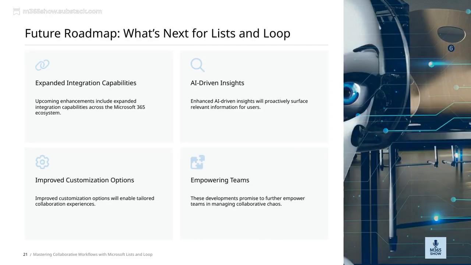Now, let's look ahead to the future roadmap for Lists and Loop. What's next is all about mastering collaborative workflows, and these developments are really designed to empower teams to better manage what I like to call the chaos of collaboration.